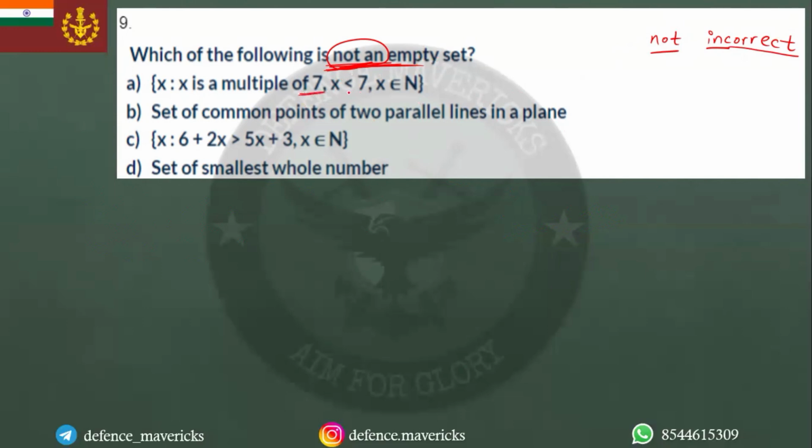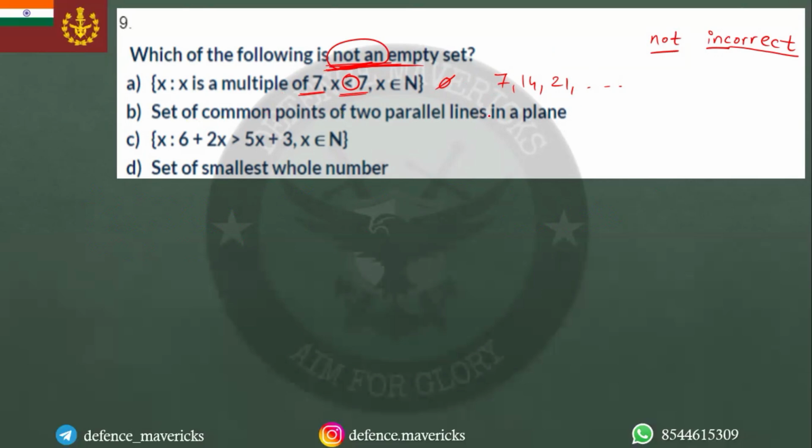X is a multiple of 7 and x is less than 7. Is that possible? Of course not. So this is the empty set. X is a multiple of 7. What are multiples of 7? 7, 14, 21 and so on. And they have not said less than or equal to either. So any number that is a multiple of 7 and smaller than 7, not possible.